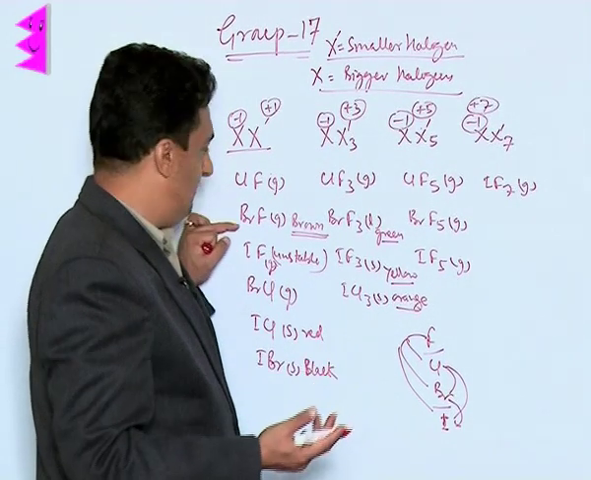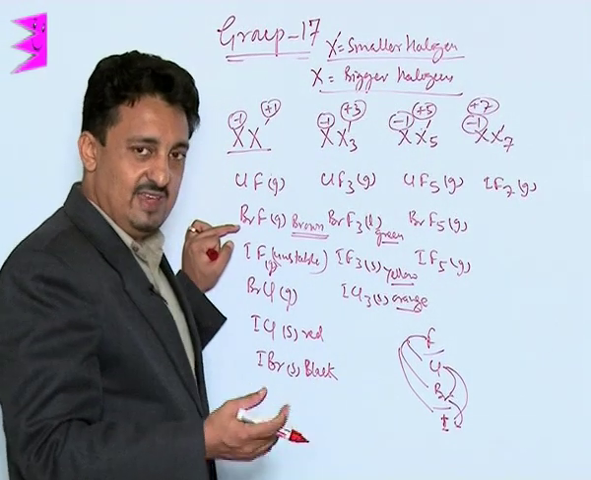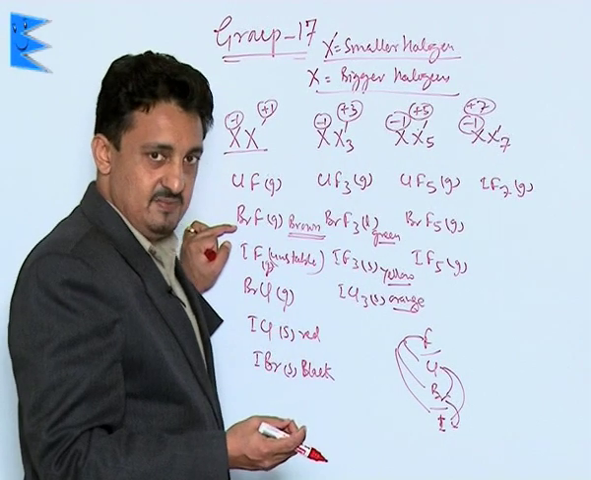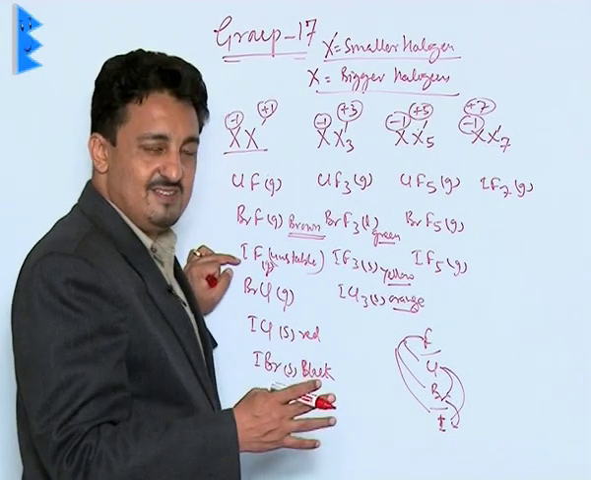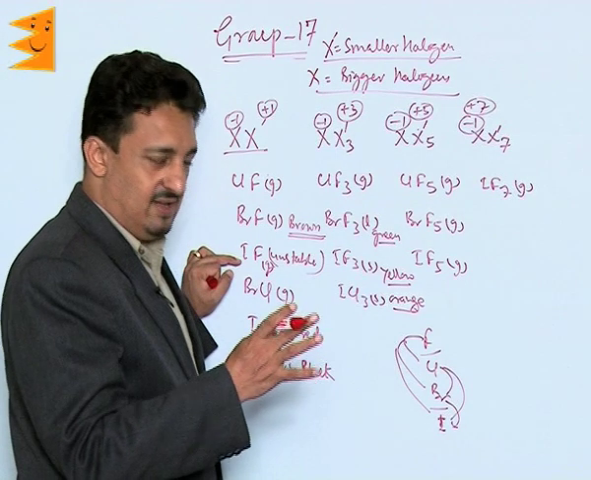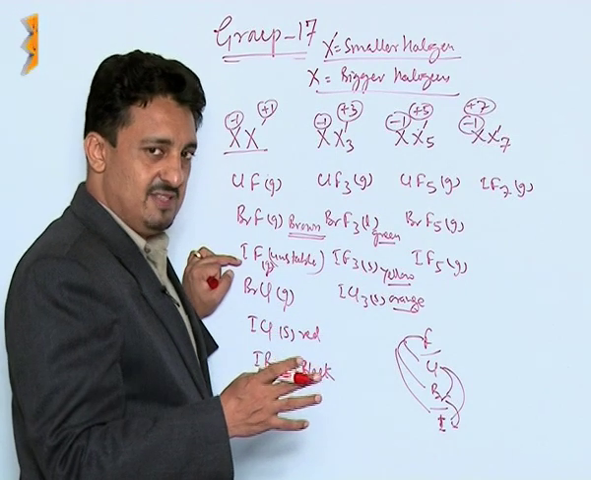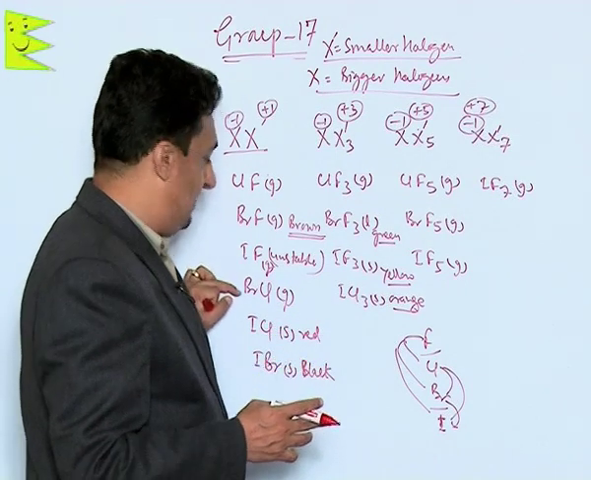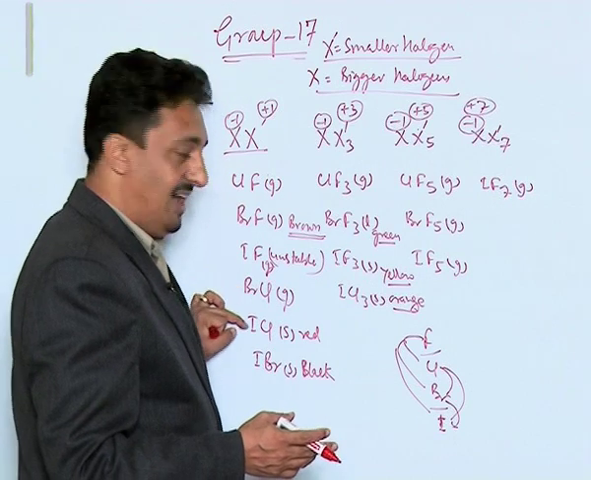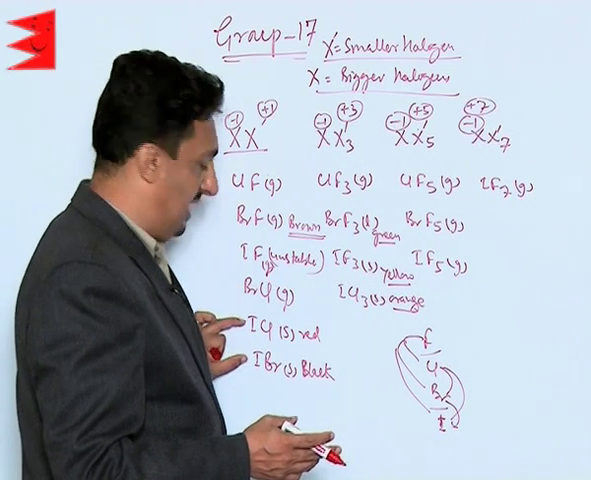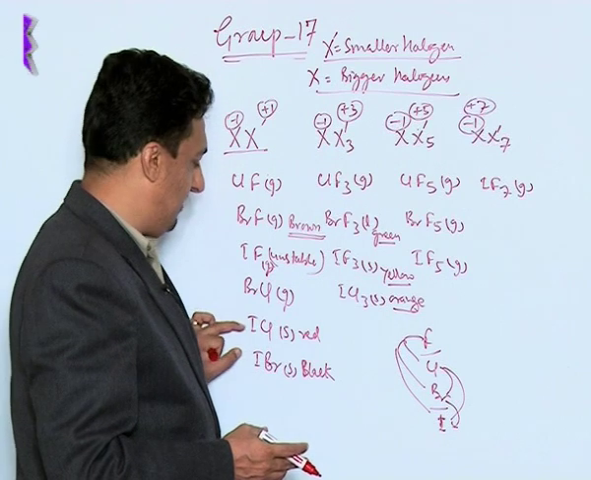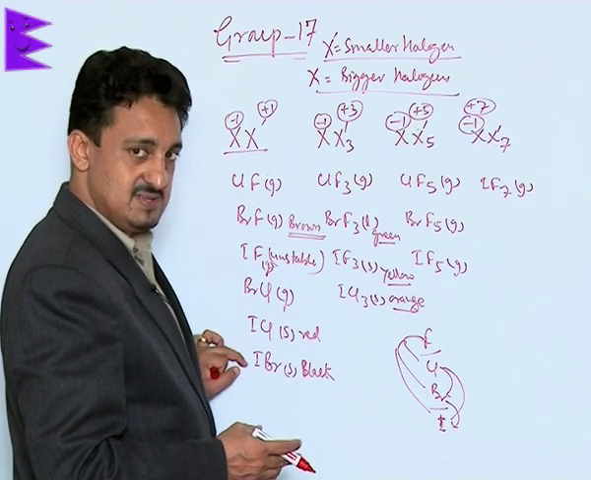Now ClF is a gas, BrF is a gas, IF is also a gas, but what you need to know is BrF, bromine fluoride, is a brown colored gas, and IF is a very, very unstable compound. It can only be detected by spectroscopy techniques. Whereas BrCl is a gas, ICl and IBr, because of the iodine, are solids, and they are red and black respectively in color.